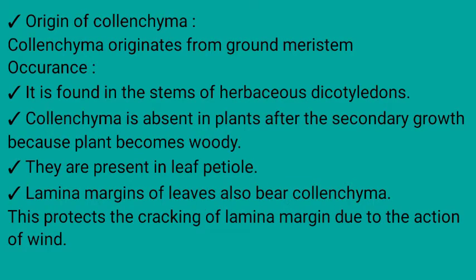Origin of collenchyma. Collenchyma originates from ground meristem. Occurrence. Collenchyma is found in the stems of herbaceous dicotyledons, and collenchyma is absent in plants after secondary growth because the plant becomes woody. Collenchyma is also present in petioles of the leaves. Lamina margins of leaves also bear collenchyma. This protects the lamina margin from cracking due to the action of wind.